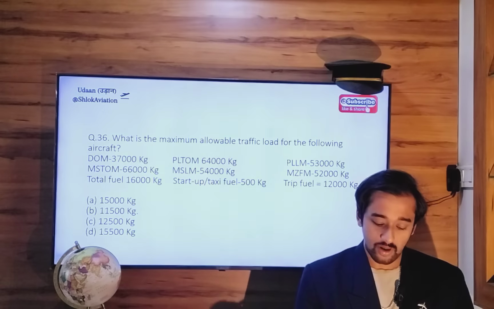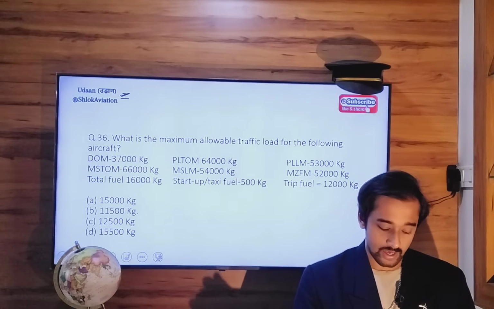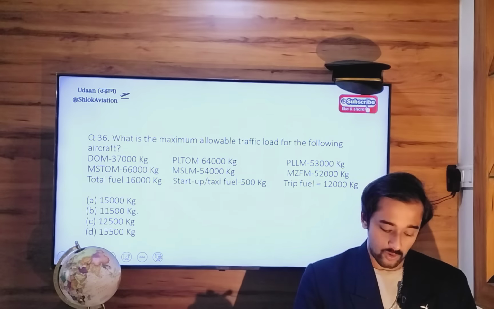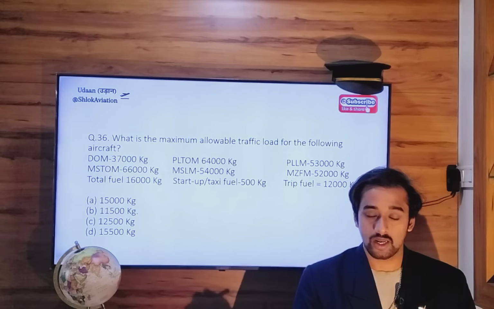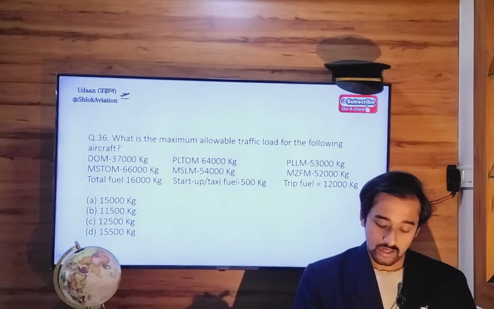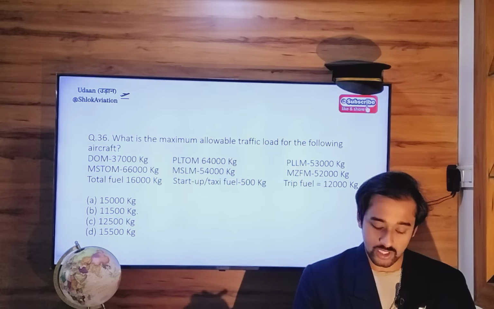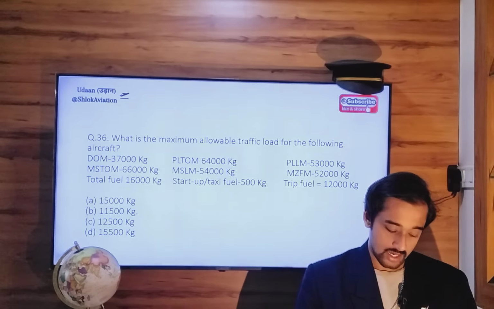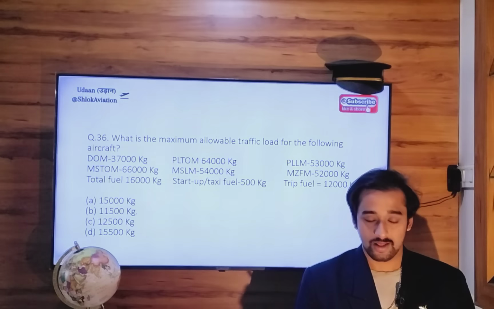What is the maximum allowable traffic load for the following aircraft whose dry operating mass is given? Performance limited and maximum structural limited takeoff mass are given. Performance limited and structurally limited landing mass are given. Zero fuel mass, total fuel, trip fuel, startup and taxi fuel are given as well.